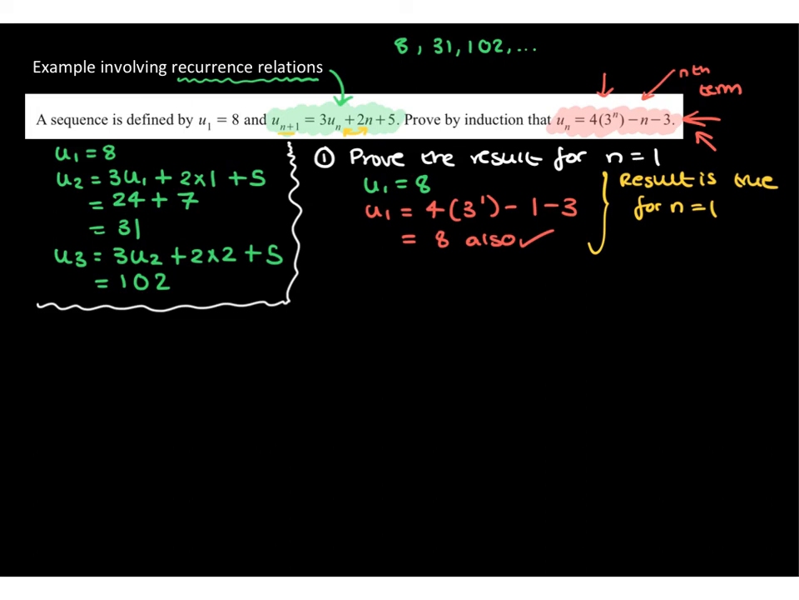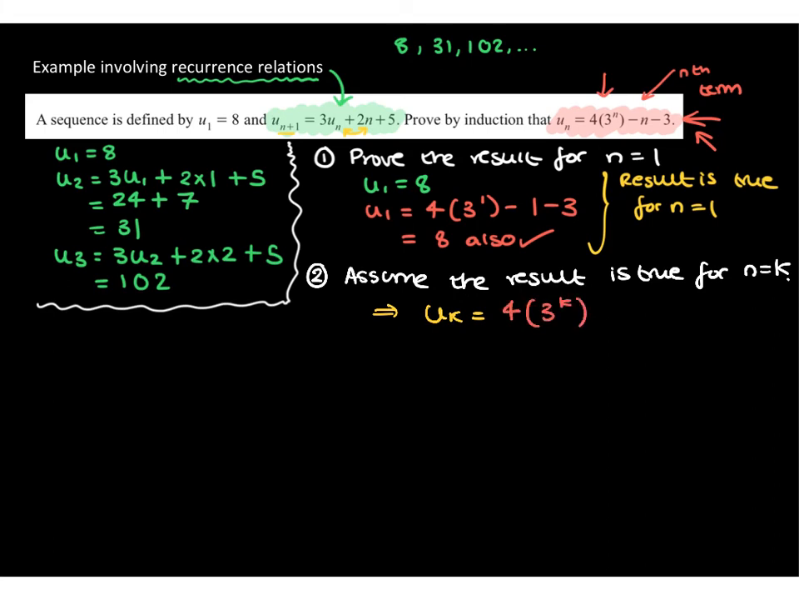Now, let's assume the result is true for some integer n, which is equal to k. So if the result is true for some n equals k, this gives us uk, the kth term, using this red result. So 4 brackets 3 to the k, minus k, minus 3. And we now have to prove the result is true for n equals k plus 1.